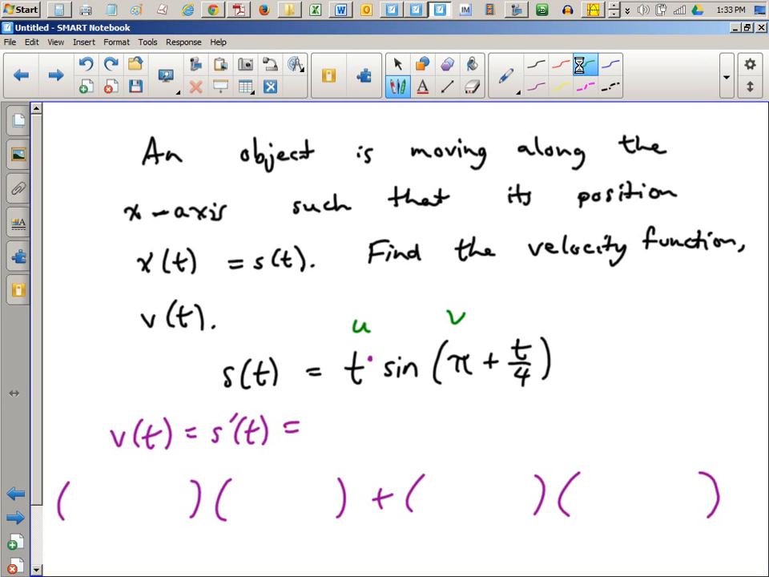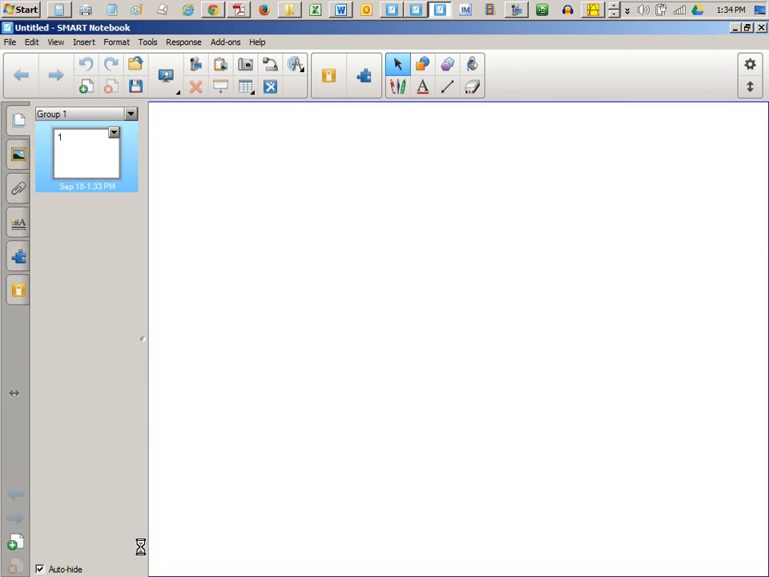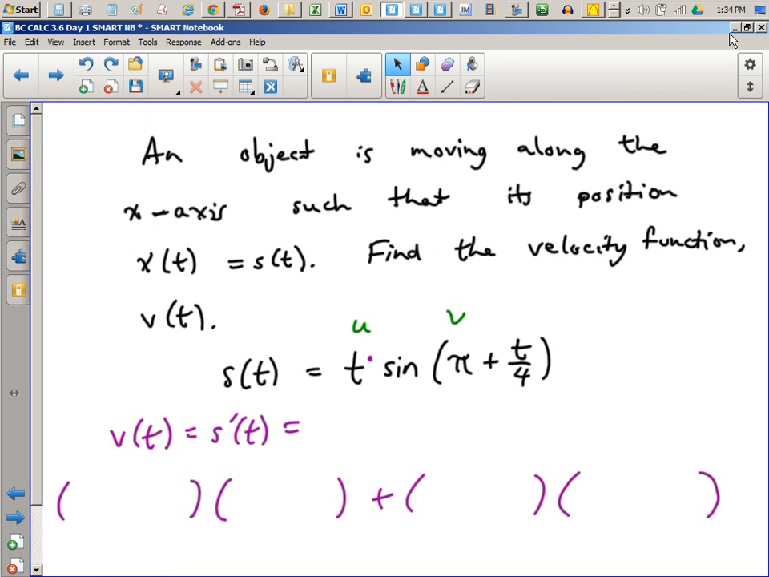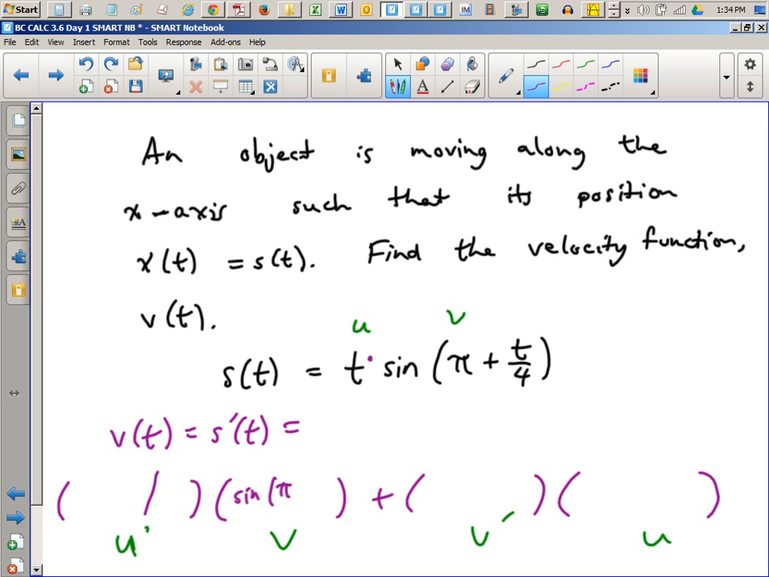Okay, so first would be, I'll do it in this order. I'll do u prime v, and then v prime u. I like to do it in that order. So let's do u prime v, and then v prime u. So what is u prime? U is simply t. You can think of that as x. So that's just simply 1. What is v? Well, just copy and paste. So just stick that in here.